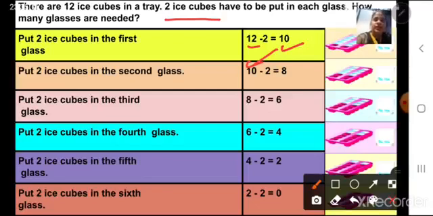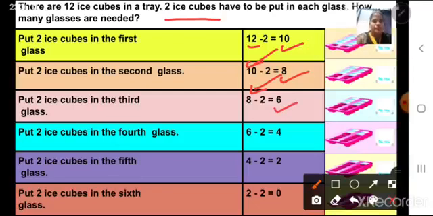So what will we do now? Only 10 ice cubes are remaining. So from 10 ice cubes, we will take 2 more ice cubes and put them in the glass. So 10 minus 2 is equal to 8. Again we will do the same. Put 2 ice cubes in the third glass. Now 8 ice cubes are remaining. From that we are going to take 2 ice cubes and put them in the glass. So 8 minus 2 is equal to 6.